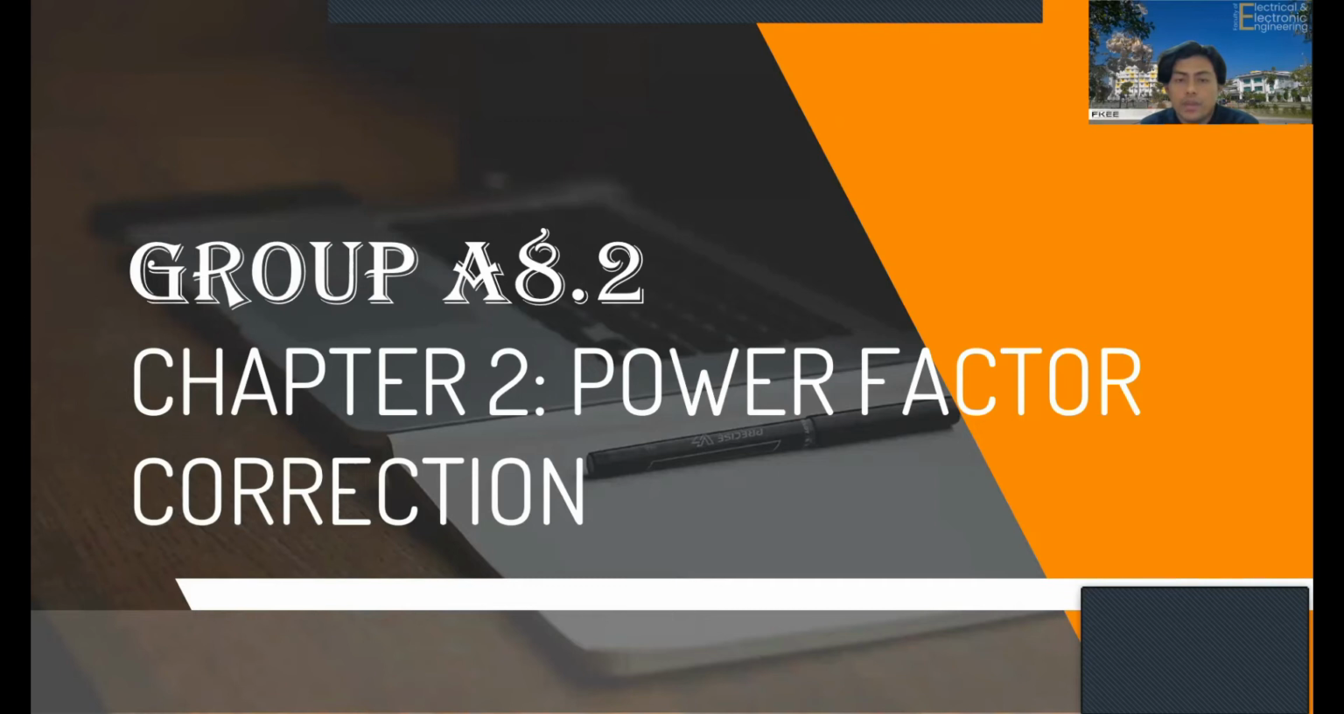So for today's video, me and my friend Muhammad Faiz bin Mazalam will be representing group A8.2 to explain about the power factor correction laboratory task. So I myself will be explaining what is the power factor, and I also will explain about the connection of the power factor correction board circuit connection. So without further ado, I will continue to explain the first question.